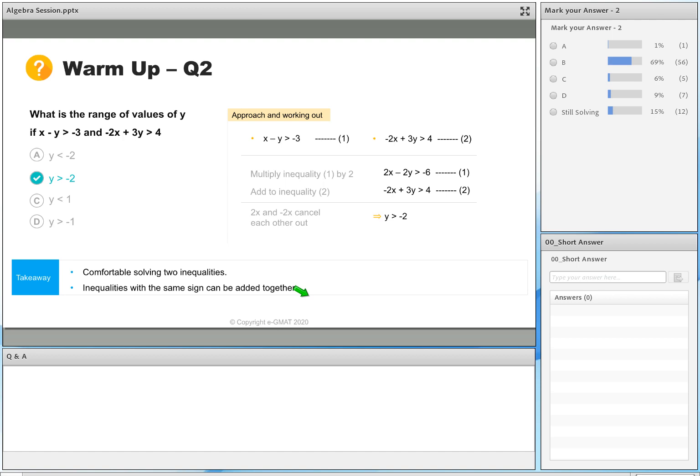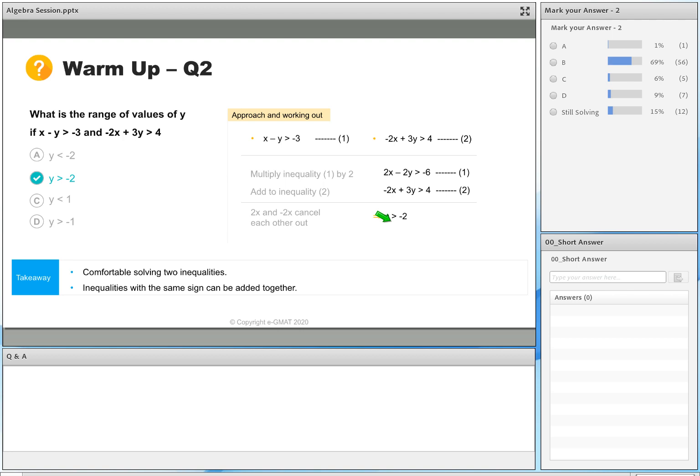Inequalities with the same sign can be added together. So both of these inequalities here were greater than inequalities, both of them, and that is why I could add them. If one of them was greater than, the other one was less than, you will not be able to add them. Okay, so this was one thing here, and what we did overall was you had to eliminate your x, for which you made them have the same coefficient, but they still have to have opposite signs, and here they did. Then you just freely add them and you get rid of your x.